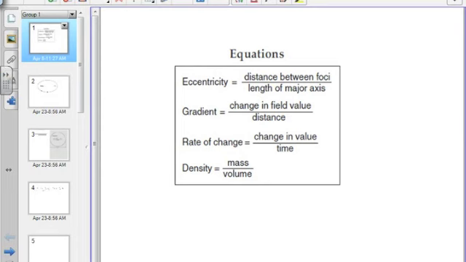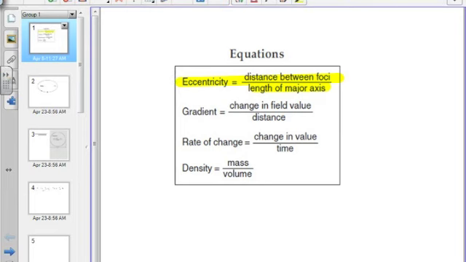Now we're going to talk about the eccentricity formula, what eccentricity is, and how we can interpret that eccentricity value. The eccentricity formula is found on the front cover of your reference table in the equations box. It's the first one found in that box. It reads: eccentricity equals the distance between the foci divided by the length of the major axis.